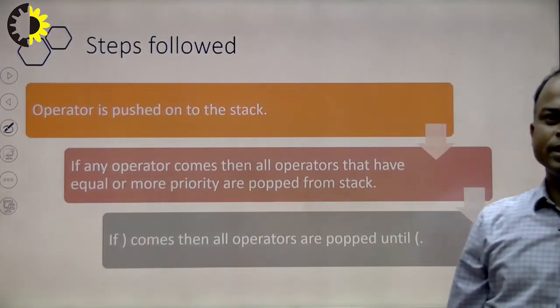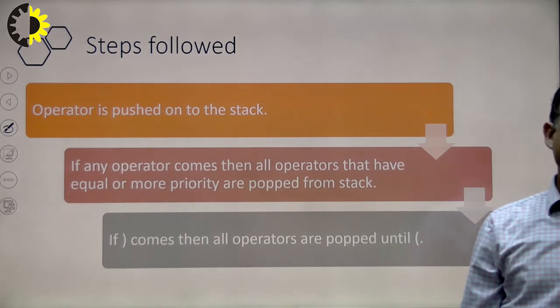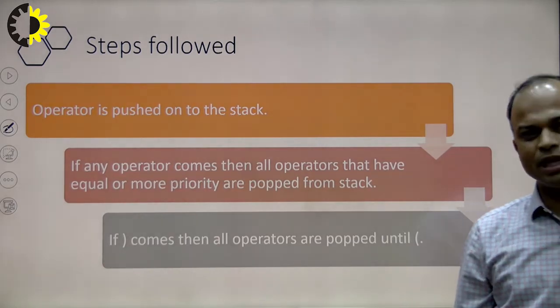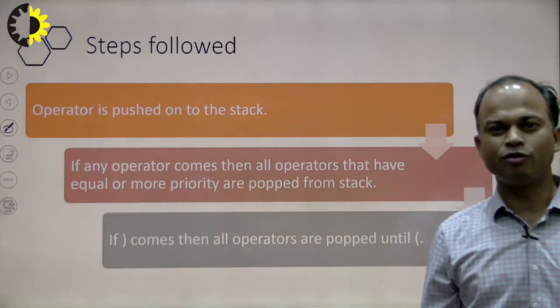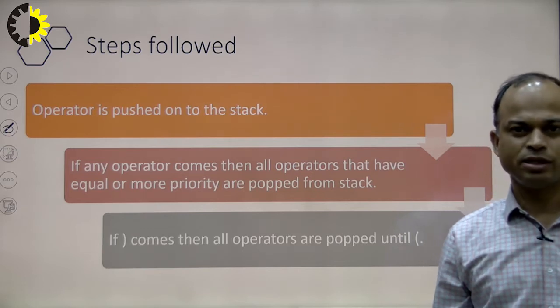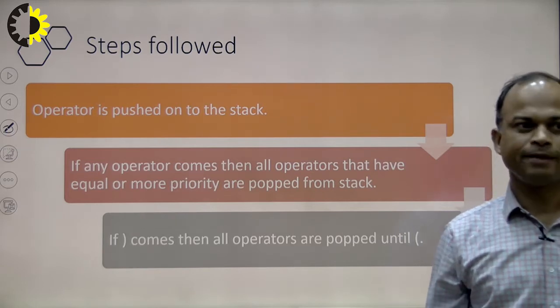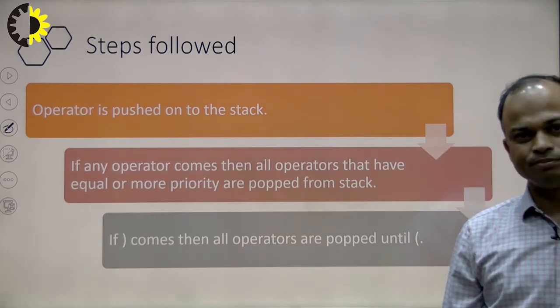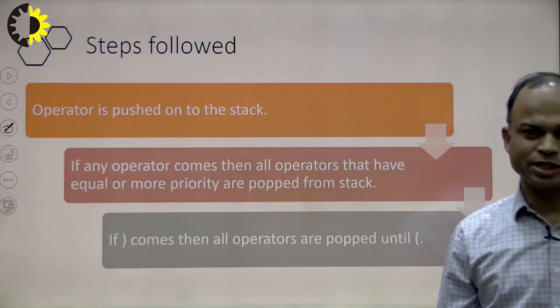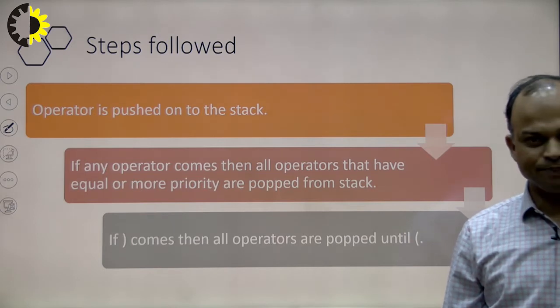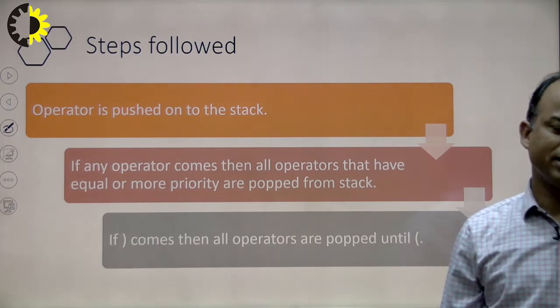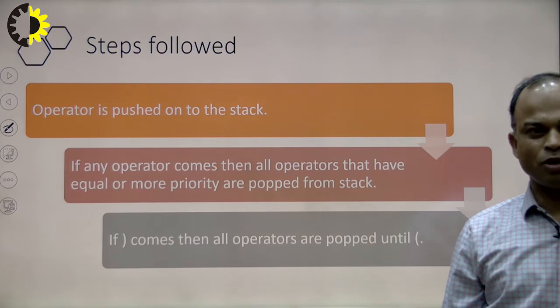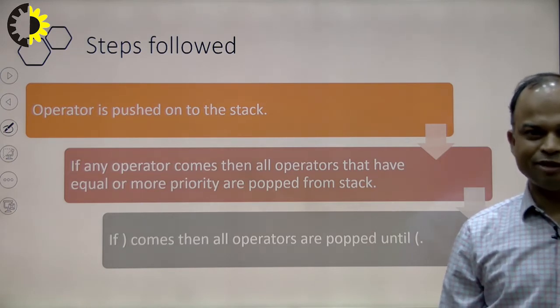Initially, I am presenting the steps to be followed. These steps are required to convert infix to postfix or infix to prefix. The first step: the string may consist of operands and operators. If an operator comes, then we have to push the operator onto the stack. This is step 1.